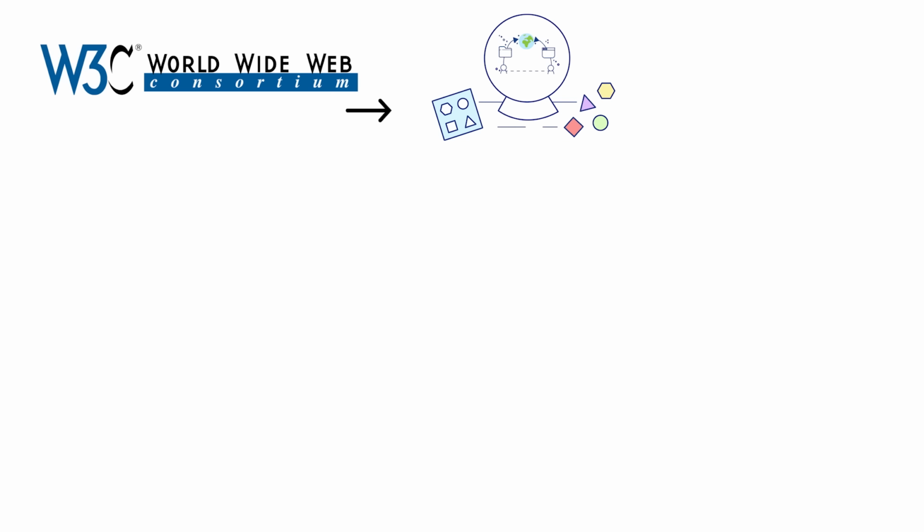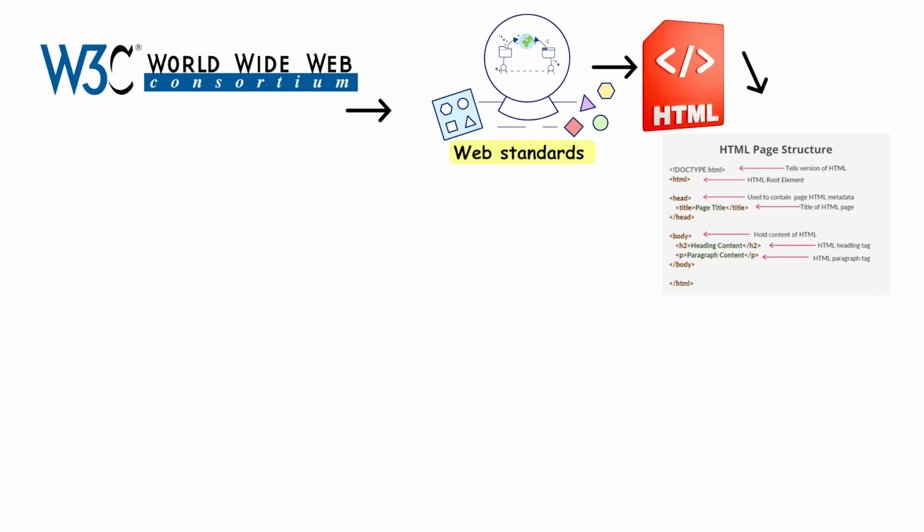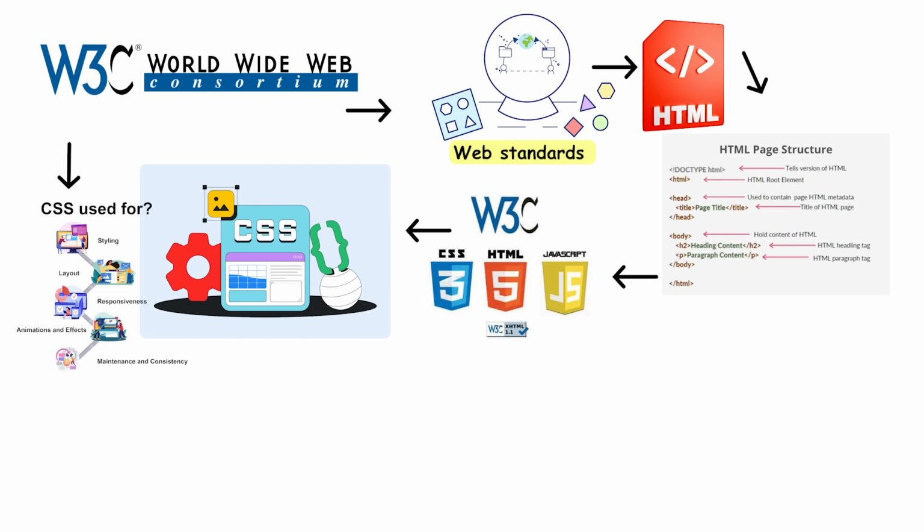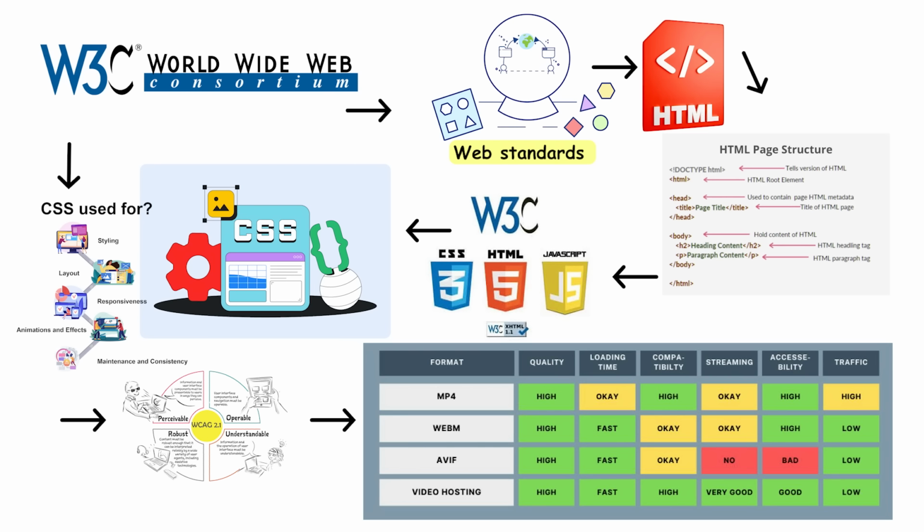The World Wide Web Consortium, W3C, focuses on web standards specifically. HTML, the language that structures every web page, is a W3C standard. CSS, which styles those pages, comes from W3C. Web accessibility guidelines, video formats, and countless other technologies are defined here.